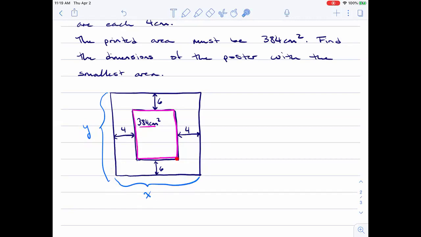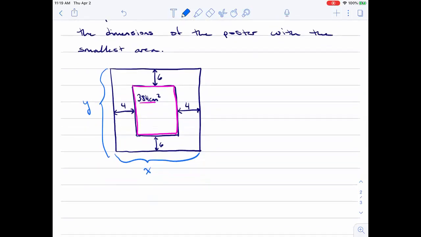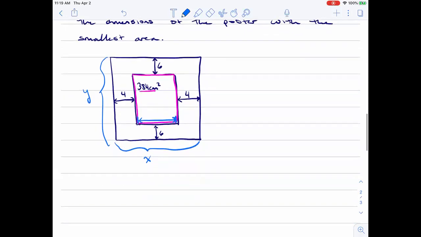But then by the same logic, we can say that this distance here, from here to here, must be X minus 8, because it's a distance of X, but then we've chopped off 4 on each side. So X minus 8. Let me just clean this up a little bit here. Okay.